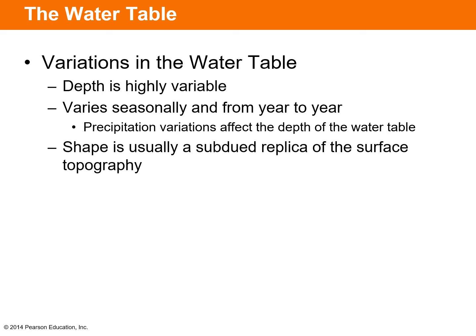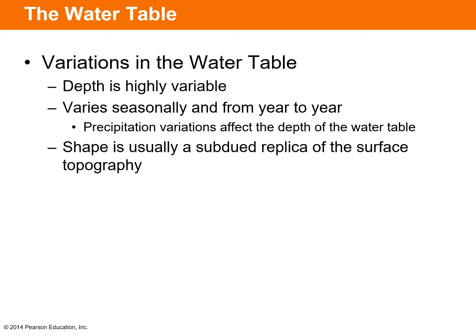Whereas, increased precipitation or cooler temperatures during the summer, for example, might decrease the depth of the water table. However, regardless of how the depth of the water table changes throughout the seasons or from year to year, the shape of the water table, no matter where you are, is typically pretty much a subdued replica of the surface topography.